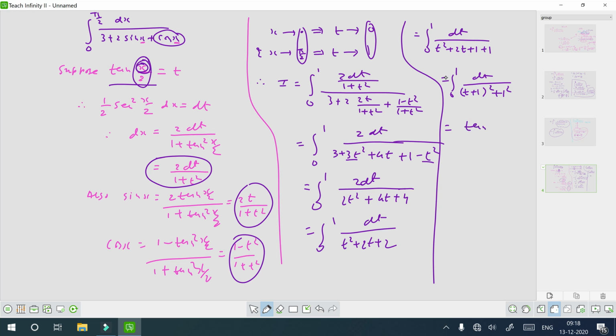And that is equal to tan inverse of x by a, that is t plus 1 by 1, from 0 to 1. So that is equal to tan inverse 2 minus tan inverse 1, because t is equal to 0 gives this one. And we know the formula, tan inverse of x minus y over 1 plus xy. So that comes out tan inverse 1 by 3. This is the answer in case of this one. So any combination is given to us, we can solve it.